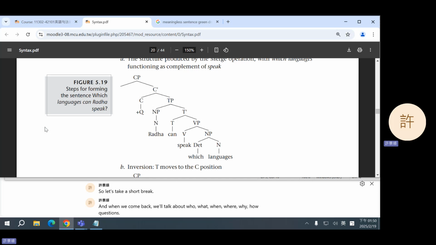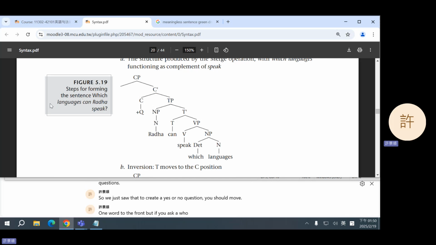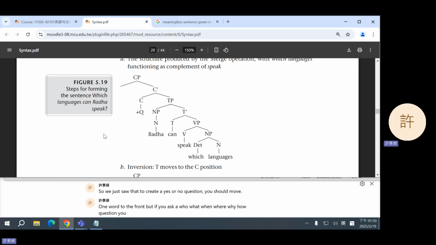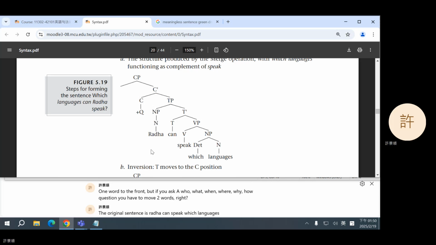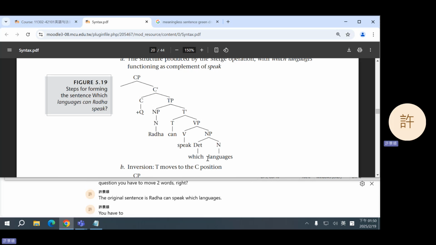So we just saw that to create a yes or no question, you should move one word to the front. But if you ask a who, what, when, where, why, how question, you have to move two words, right? The original sentence is Radha can speak which languages? You have to move the can and the which.